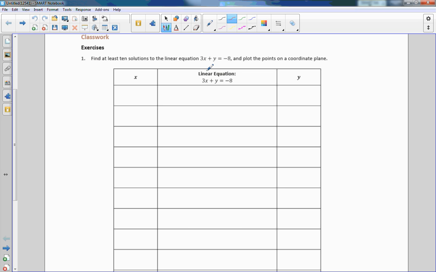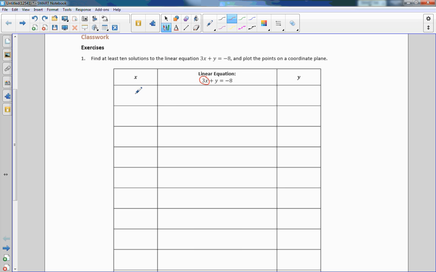What we want to do when we're solving for values is choose values for the variable that has the coefficient that's not 1. It makes it easier. So y has a coefficient of 1. This is 1 times y. So it's easier to calculate values for y if we focus on x first. I always like to start with 0.